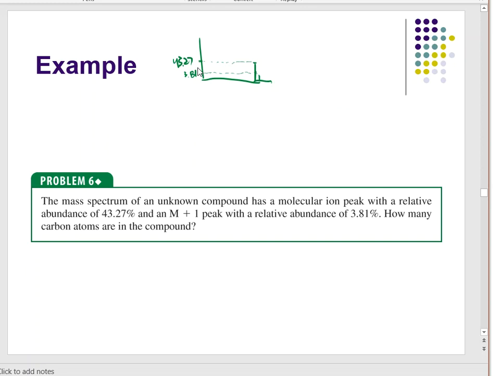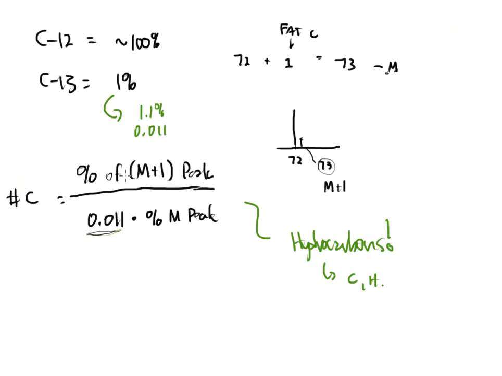That is it. And based on that, I can get an idea of how many carbons are in this compound. Simple as that. So from the previous equation, number of carbons equals the percentage of my M+1 divided by 0.011 times the percentage of the M peak. That is what that equation was, right? Percentage of M+1 divided by my percentage of the M times 0.011.